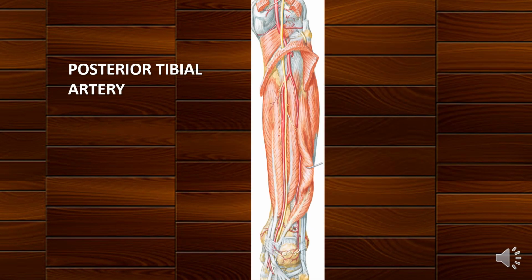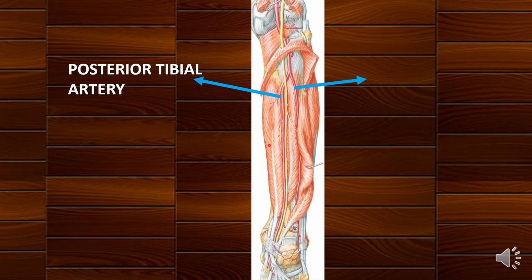The artery of this compartment is the posterior tibial artery. In the popliteal fossa, the popliteal artery at the lower border of popliteus will divide into anterior tibial artery and posterior tibial artery. Anterior tibial artery will pass over the interosseous membrane into the anterior compartment, and the posterior tibial artery is the artery of the posterior compartment. This is the posterior tibial artery. It is giving a branch over here. This branch is called the peroneal branch. This peroneal branch is the artery of the lateral compartment. It is going down and it is going to enter into the lateral compartment.